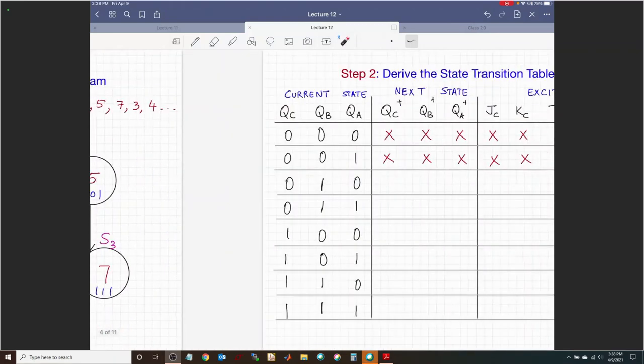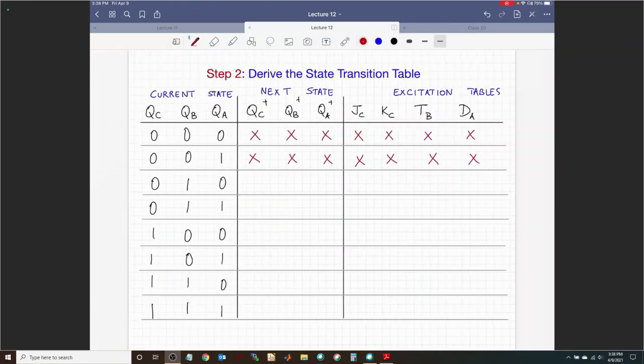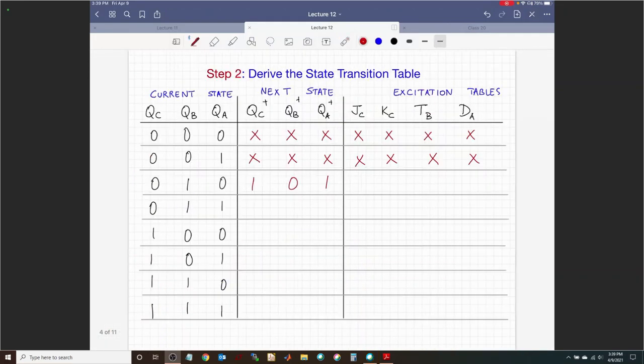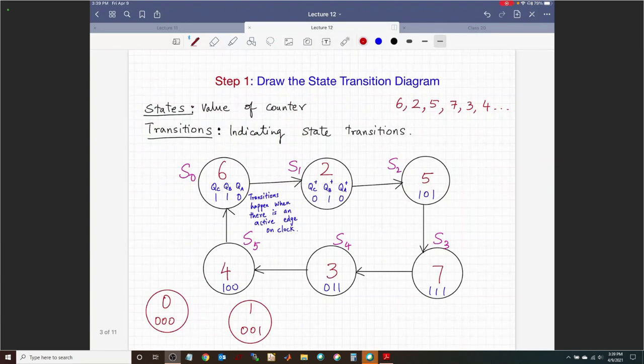5. All right. So let's do that. 5. I got 1, 0, 1. After 3, what do I have? I have 7 after 3. Yeah, I think I have 7 after 3, right? No. After 3 is 4. So 3 transitions to 4. 4 transitions to what? 4 transitions to 6.